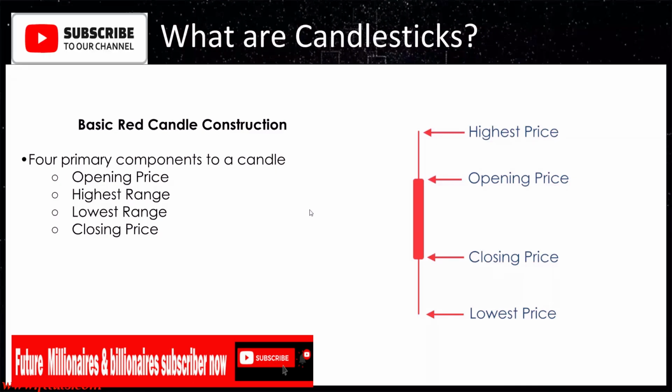With a red candlestick, we know the price has gone down, so our opening price is at the topmost part of the body of our candlestick. The closing price is going to be at the bottom. The high and low points of our range are the same, where our highest price is at the top of the wick, and our lowest price is at the bottom of this wick.